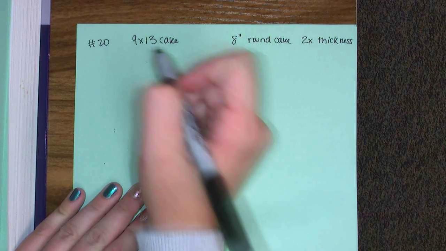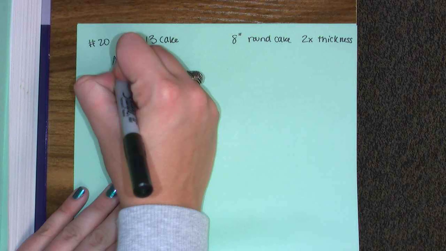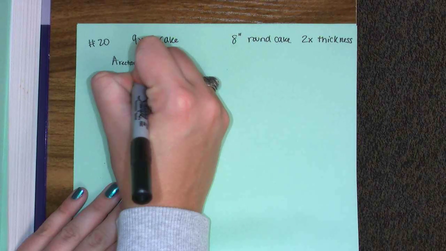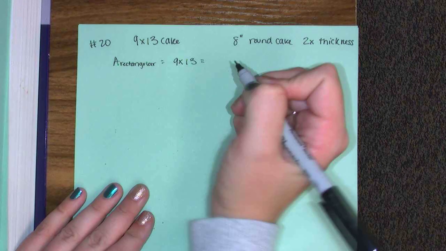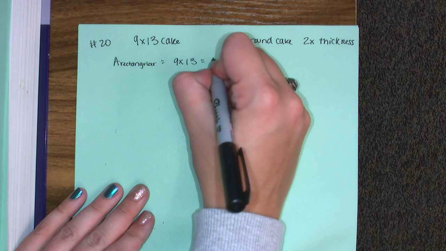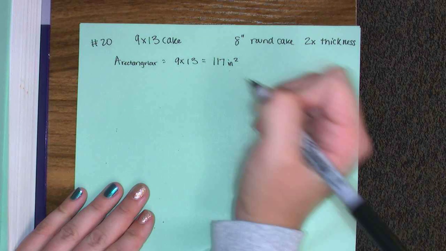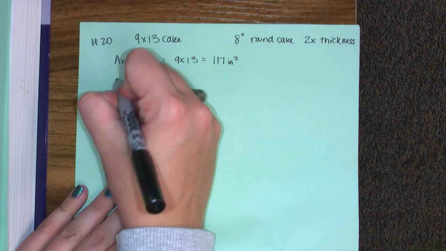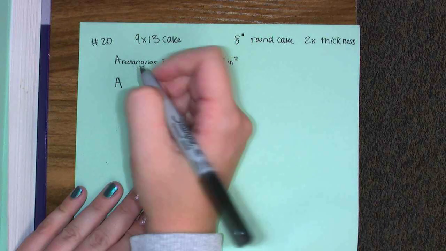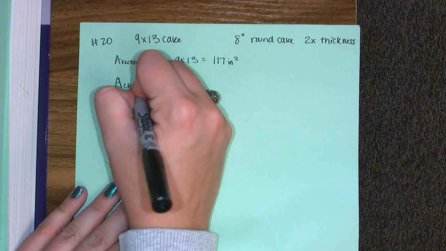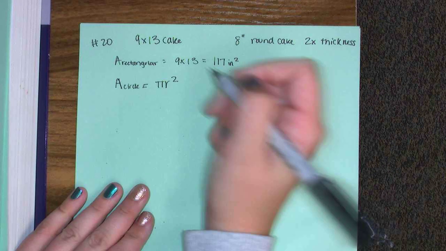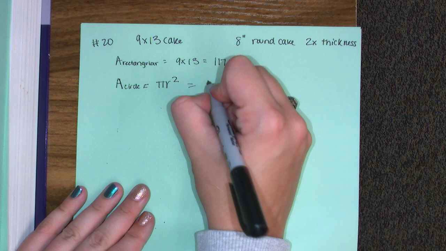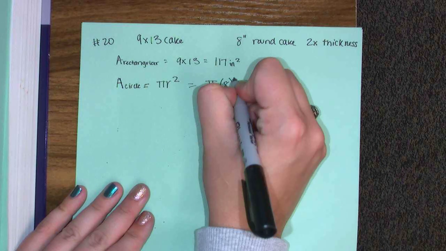So, how would I find the area of my rectangular cake? Nine times 13, which is 117. What is the area of a circle? Pi r squared, which is equal to pi times 8 squared.